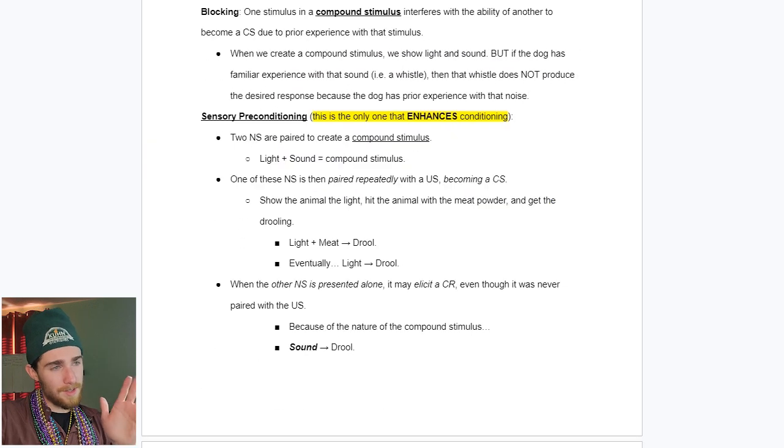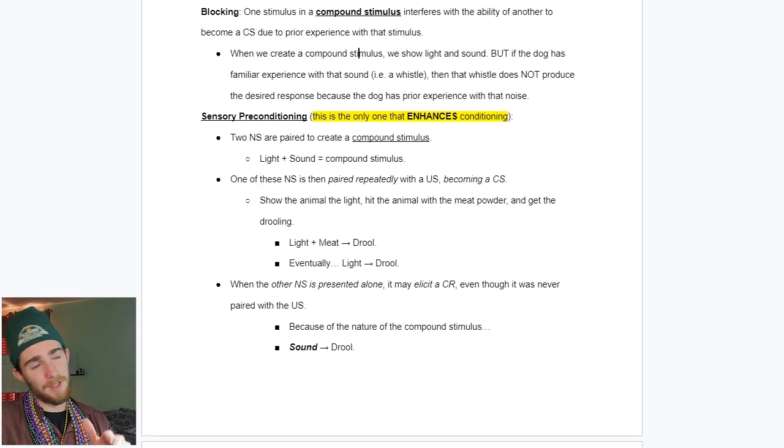Now, there is one part of this that actually enhances conditioning, and that is sensory preconditioning. All right, so sensory preconditioning goes like this. Two neutral stimuli are paired to create a compound stimulus. So light and sound, that's a compound stimulus. One of these neutral stimuli is then paired repeatedly with an unconditioned stimulus, eventually becoming a conditioned stimulus. So you show the animal the light, you hit the animal with the meat powder, and then you get the drool. What we see here is light and meat. The meat gets you drool, and so eventually the light will get you drool.